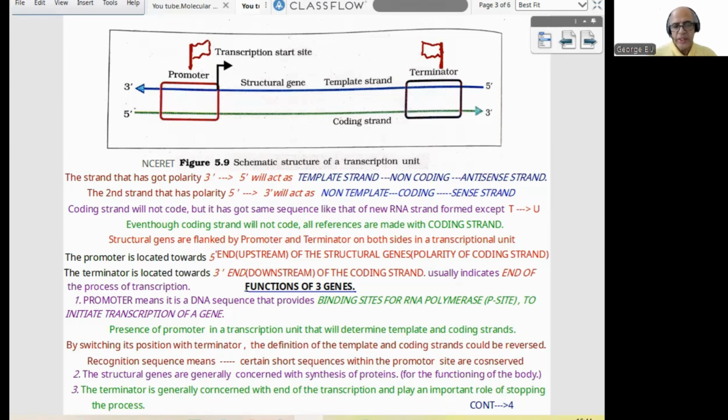Now connected with this, there is a recognition sequence. That is not directly in NCERT still. Recognition sequence means that certain short sequences within the promoter site are conserved.